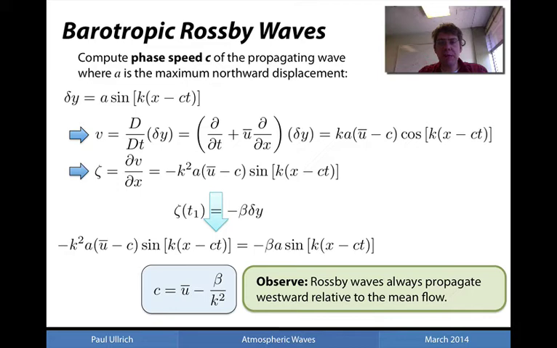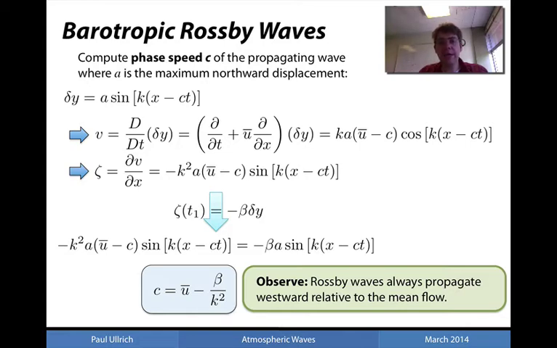Okay, we're going to compute a phase speed now. We're going to assume wave-like behavior of the meridional displacement by assuming it's of the form a times sine of k x minus c t. Again, k is the horizontal wave number, and c is the phase speed in the zonal direction. Taking this displacement and using the fact that the meridional velocity is equal to the material derivative of the meridional displacement, one can then expand this out using the fact that there is a background reference zonal velocity field given by u bar, and expand this out as k a times u bar minus c, all times cos of k x minus c t.